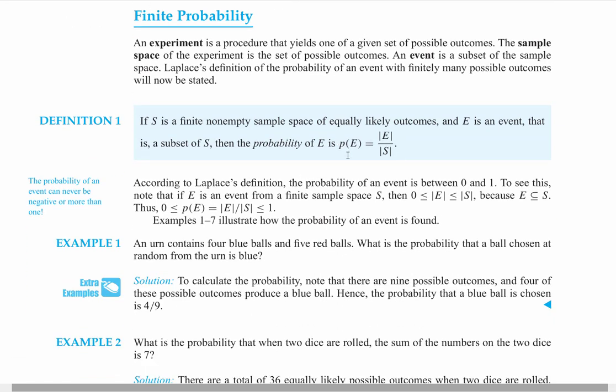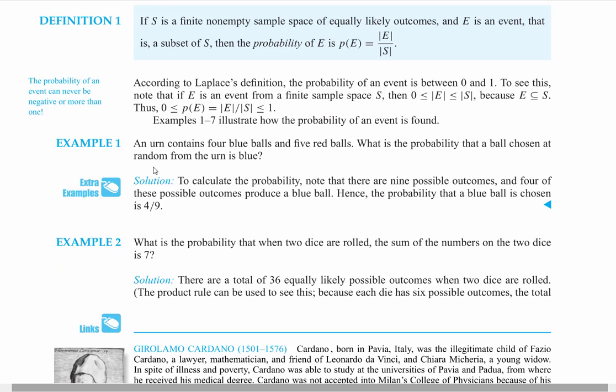Alright, here's the key formula again: the cardinality of E over the cardinality of S. Example 1 here. An urn contains 4 blue balls and 5 red balls. What is the probability that a ball chosen at random from the urn is blue?